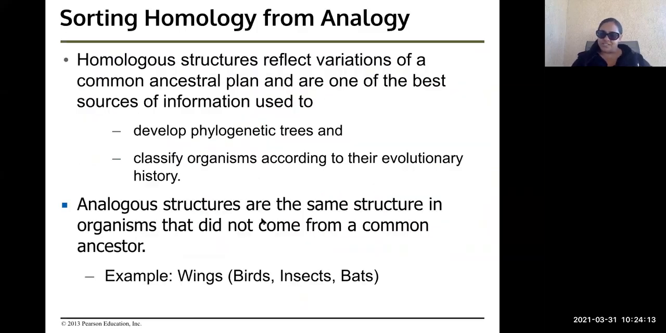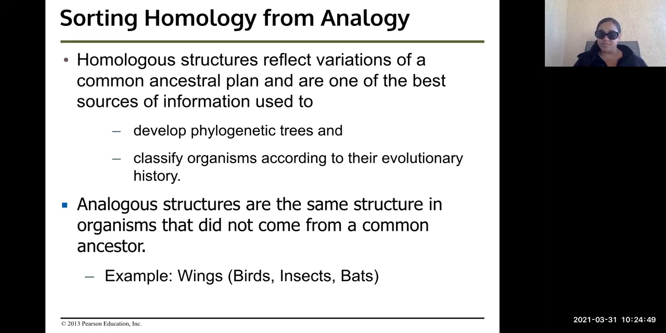Homology and analogy. Homologous structures reflect variations of a common ancestral plan and are one of the best sources of information used to develop the phylogenetic trees and classify organisms according to their evolutionary history. So organisms that have the same structures are typically related. Not all the time. Sometimes they're just analogous structures. They're the same structure in organisms, but they did not come from a common ancestor. So these are not related.